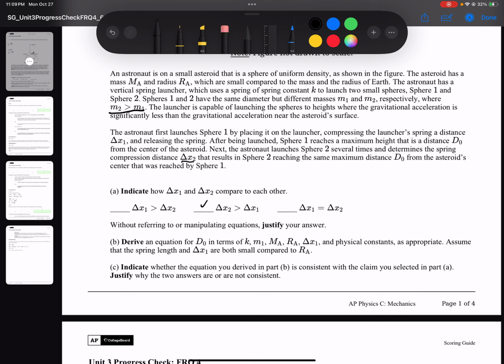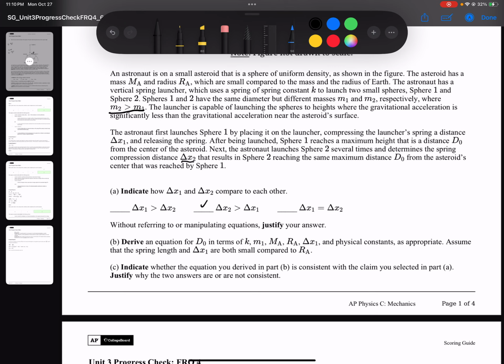So let's see what I wrote here. Ball 2 has more mass and achieves a greater final gravitational potential energy than ball 1. And in order to achieve that greater energy, the spring had to be compressed a greater distance. And that's the delta x2, right? So that's the reasoning. Then it says here, derive an equation for d naught in terms of k, m1, ma, ra, delta x1, and physical constants as appropriate. Assume that the spring length and delta x1 are small compared to r sub a.